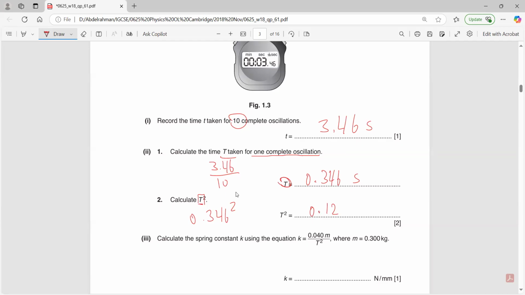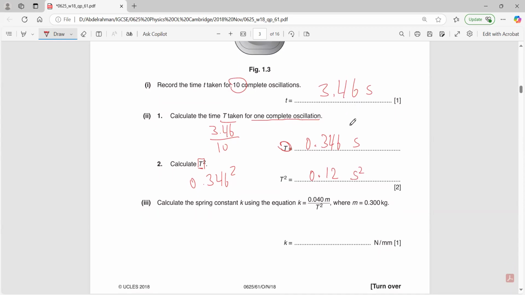What is the unit for T squared? What did I do? I squared the time, and the unit of the time was seconds. So time squared would be seconds squared.